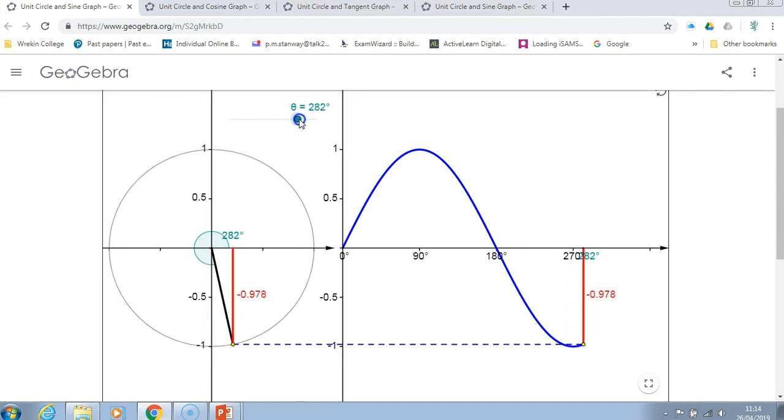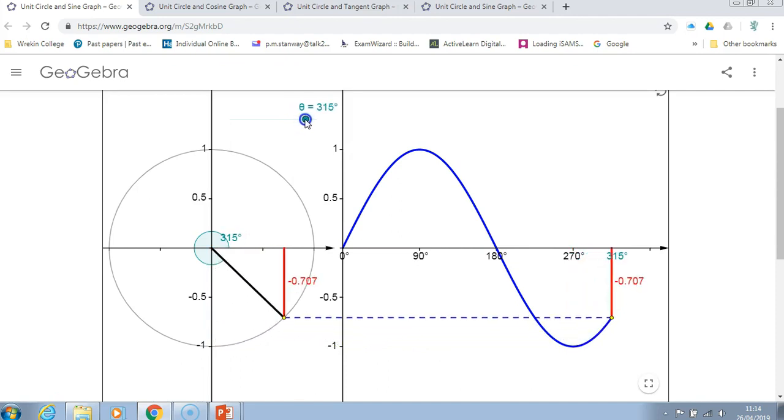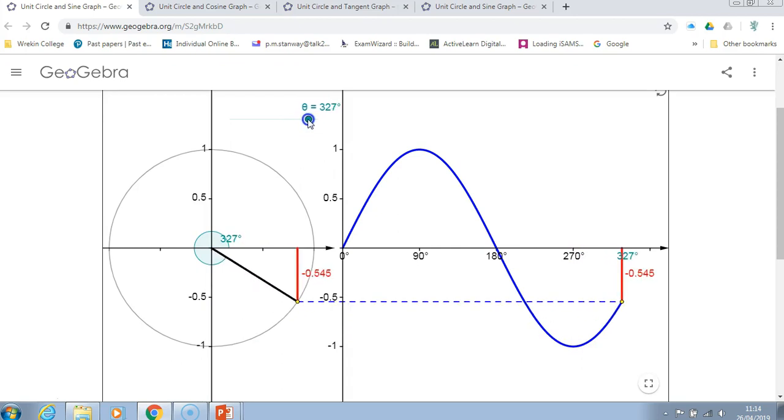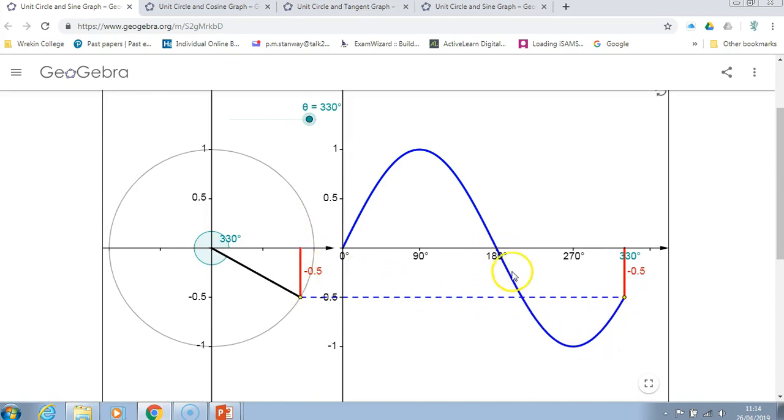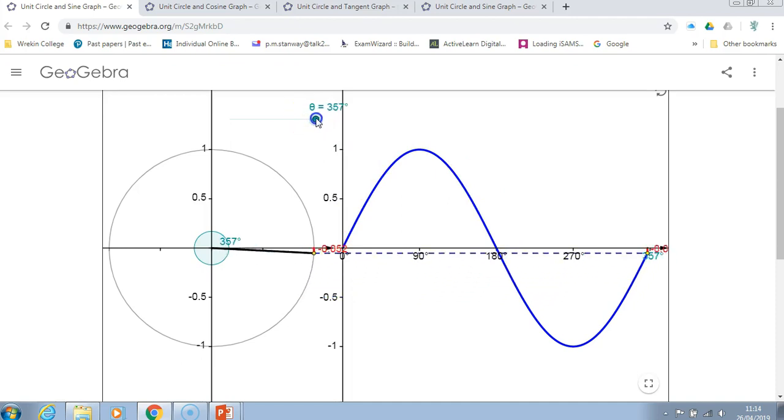And then as I approach 360, let's stop it at 330. You can probably guess why I'm going to stop it at 330. There it is. You can see there's that 0.5 again. So this section of the curve down here is exactly the same as this section up here, with the difference just being that it's negative rather than positive. And then as I get back to 360, we're back to 0. So there's my sine curve, which is just one complete wave going from 0 up to 90 at 1, 180, 270, and then 360, we're back to 0.